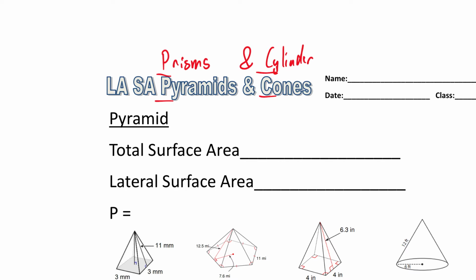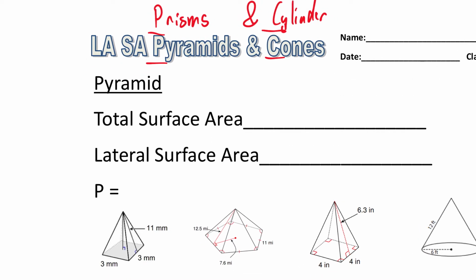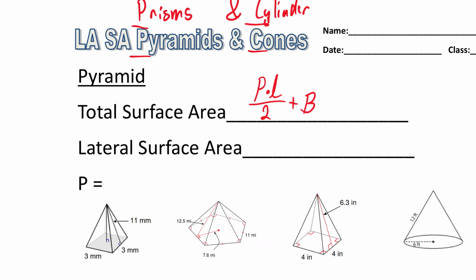But we're basically going to do the same thing this week that we did last week. We'll spend a couple days on surface area of pyramids and cones, and we'll talk about volume of pyramids and cones, and then do some reviewing at the end of the week. Let me just give you the formula here. For total surface area of a pyramid, it's P times L divided by 2 plus B. We're going to talk about these variables in just a second. Then for lateral surface area, it's P times L divided by 2.